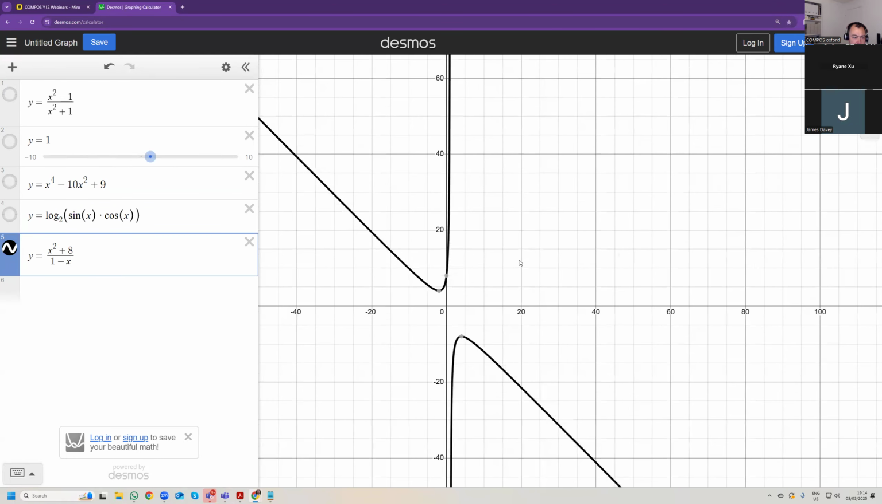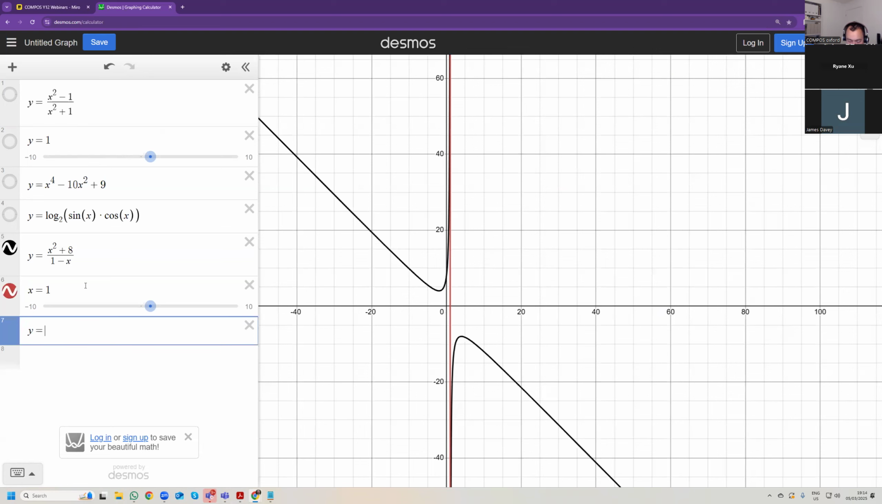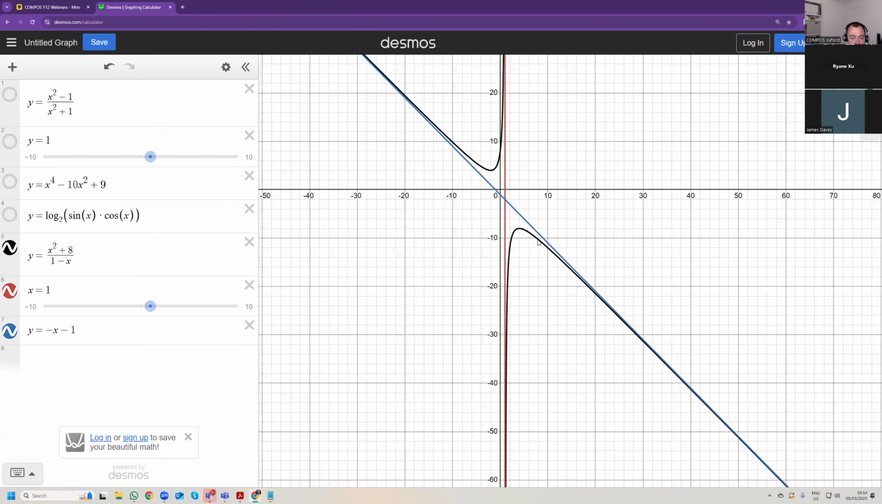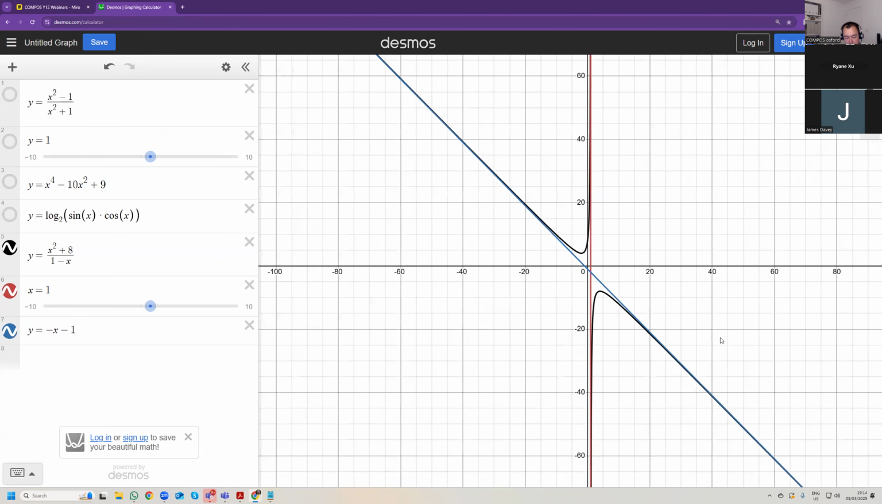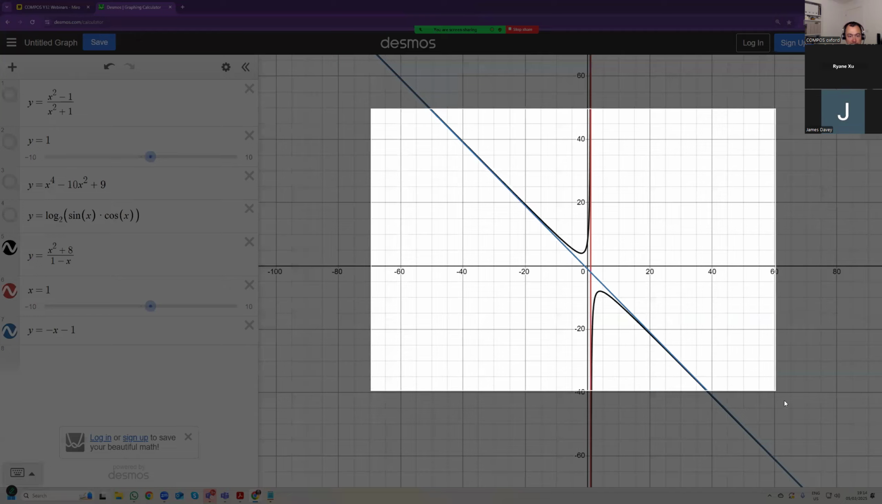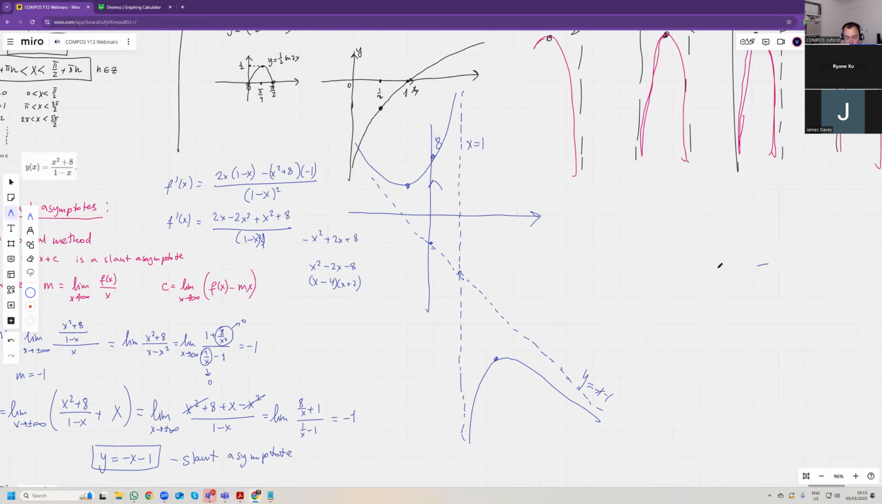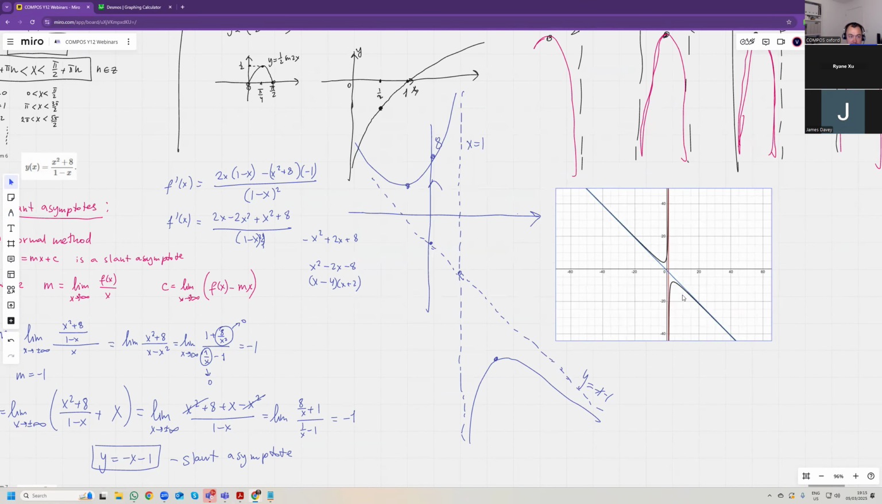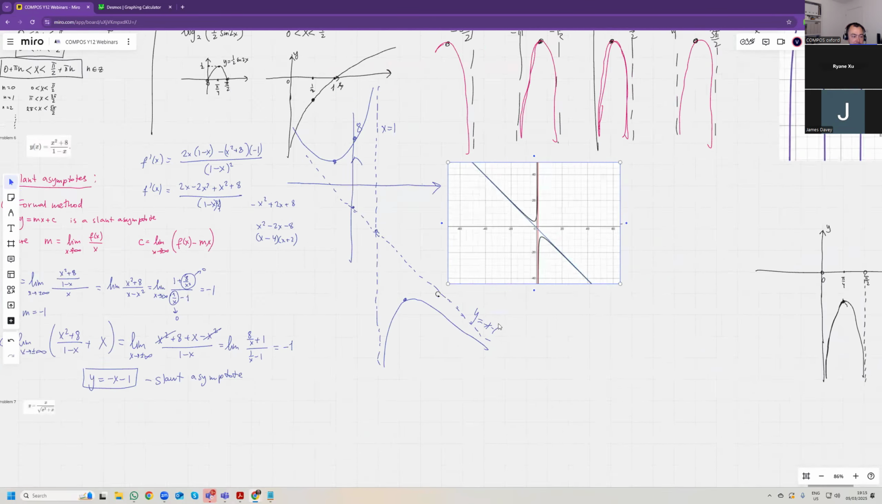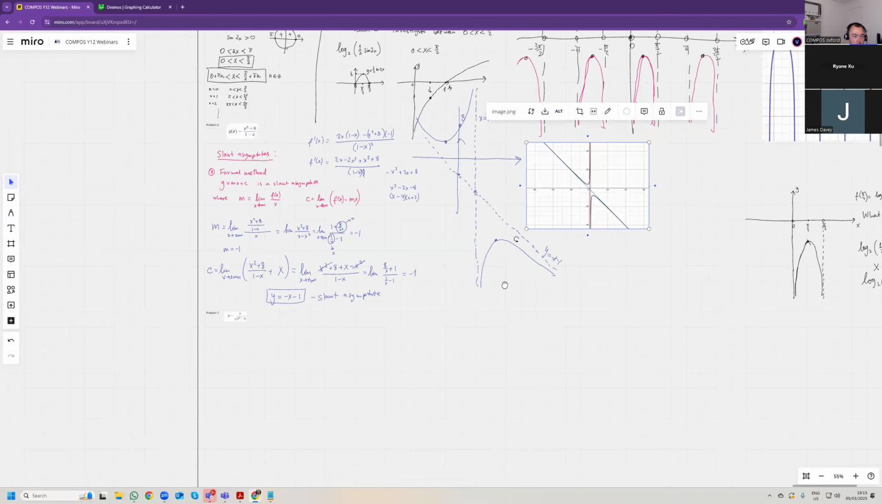So that's the graph. And let's draw the asymptotes. X equals 1 and y equals minus x minus 1. So you can clearly see that these are asymptotes, in fact. But what my main aim is to show you how to find the asymptotes. And there's the second method of finding a slant asymptote, which is way simpler.